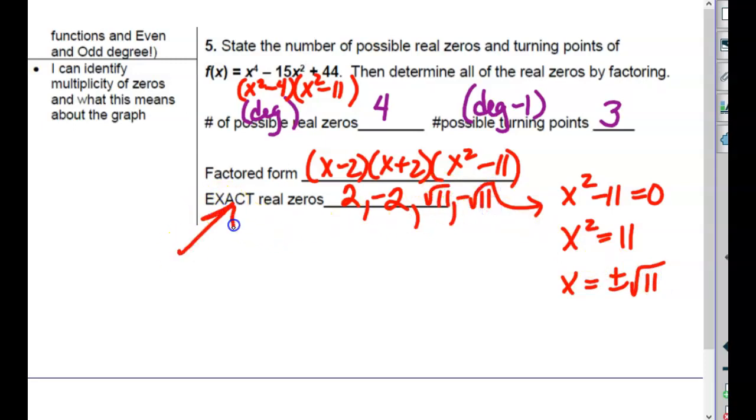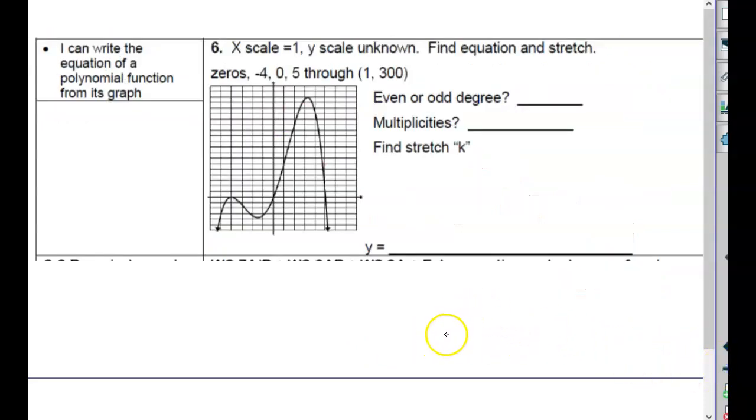This exact is in caps because you cannot give me decimals, okay, guys? You have to write square root of 11 and negative square root of 11. Yeah, you could certainly say plus or minus, sorry. Any other questions on that section? Okay. This is the one I worry about.